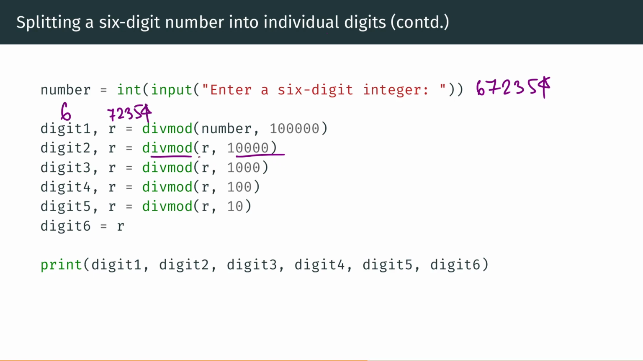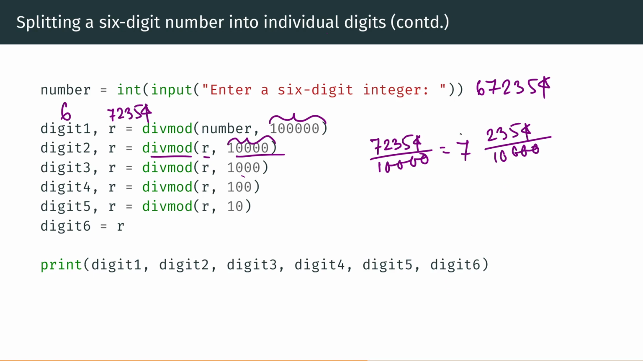So this division right here would be divmod of 7 2 3 5 4 and 10,000. The first one was 100,000, which is 6 digits, this is 5 digits, and the next one would be 4 digits, 3 digits, 2 digits, and so on. Again, if you express this as a mixed fraction, this will give you 7 and 2 3 5 4 over 10,000. Now the 7 would be stored as the quotient, which is digit 2, and the remainder would be stored in r.